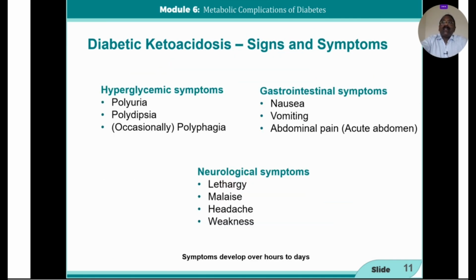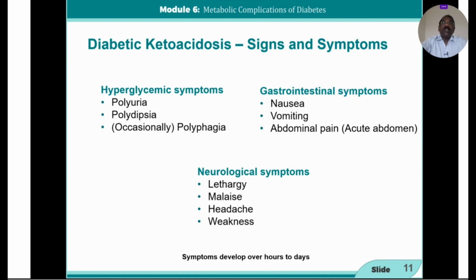So what are the signs and the symptoms of the DKA? The hyperglycemic symptoms are polyuria, polydipsia, and occasionally polyphagia also. Gastrointestinal symptoms: nausea, vomiting, abdominal pain.